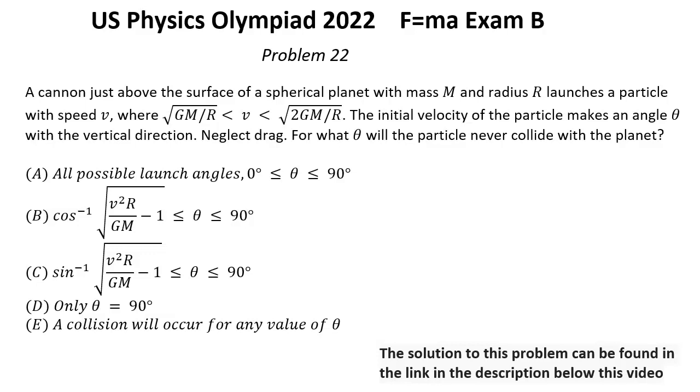But in other cases, the orbit of this particle will cross the surface of the planet. So that's not good. It means that only for an angle of 90 degrees do we have a good result. So D is the correct answer, and that was a solution for problem number 22.